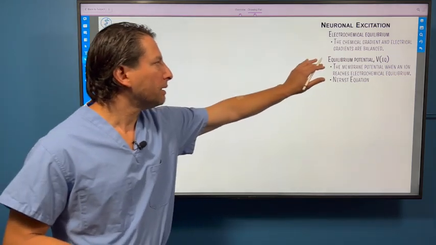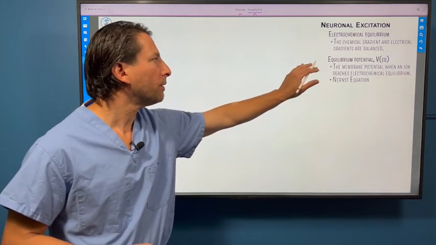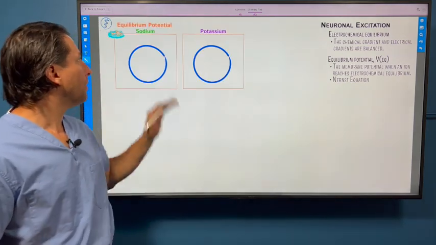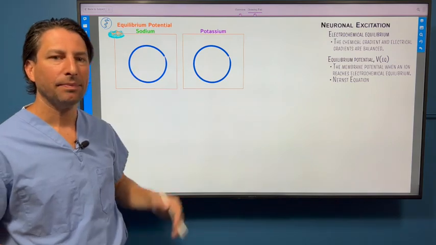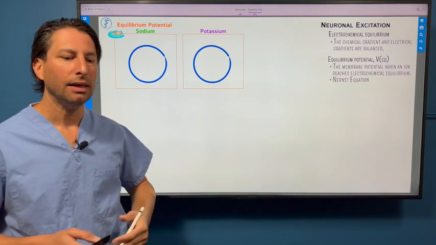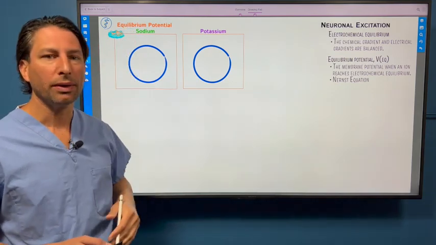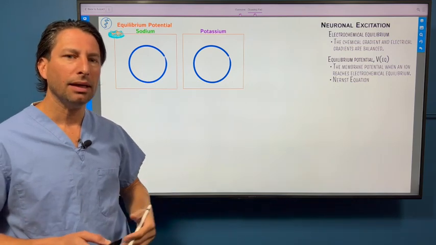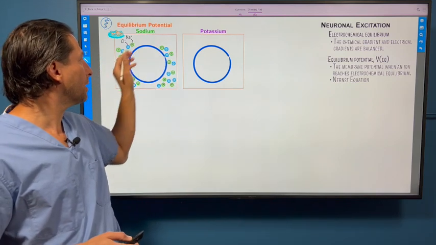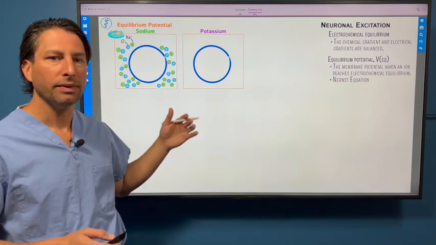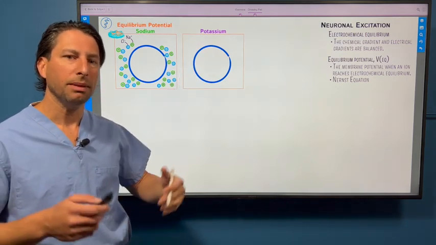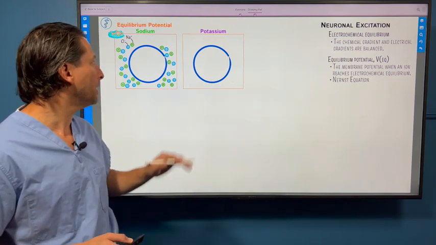So neuronal excitation, these are two key concepts we're going to walk through: electrochemical equilibrium and then the equilibrium potential. So we're going to look at sodium and potassium. The way to first think about this is to think of our cells as just a single cell growing up in salt water. So when we look at blood levels of sodium, the blood level is quite high, 140 milliequivalents per liter, versus, as we'll see with potassium, the blood level is quite low. It's maybe 4 milliequivalents per liter.